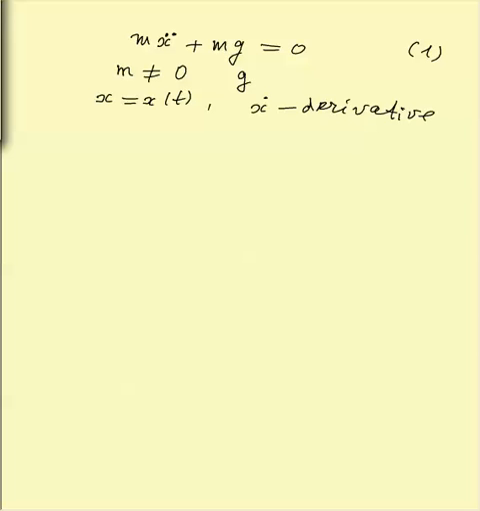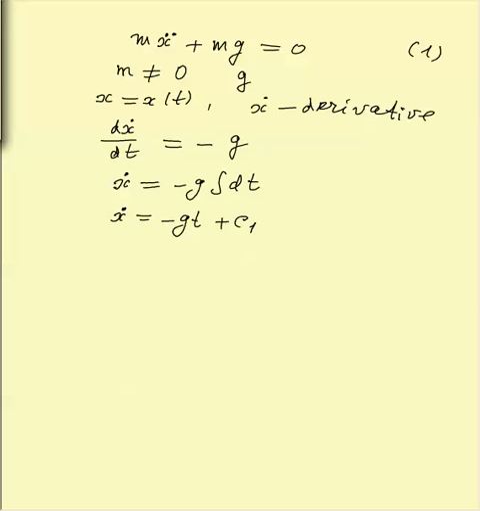Namely, we write equation 1 in the form dx dot dt equals minus g, integrate, minus g integral dt, and obtain x dot equals minus g times t plus c1, where c1 is an arbitrary constant.